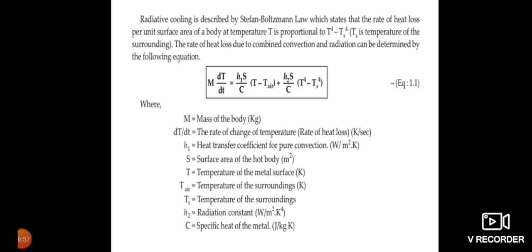Now let's come to the actual practical side. Radiative cooling is described by Stefan Boltzmann law, which states that the rate of heat loss per unit surface area of a body at temperature T is proportional to T raised to 4 minus Ts raised to 4. So there will be two temperatures. What is Ts? Ts is the temperature of surrounding.